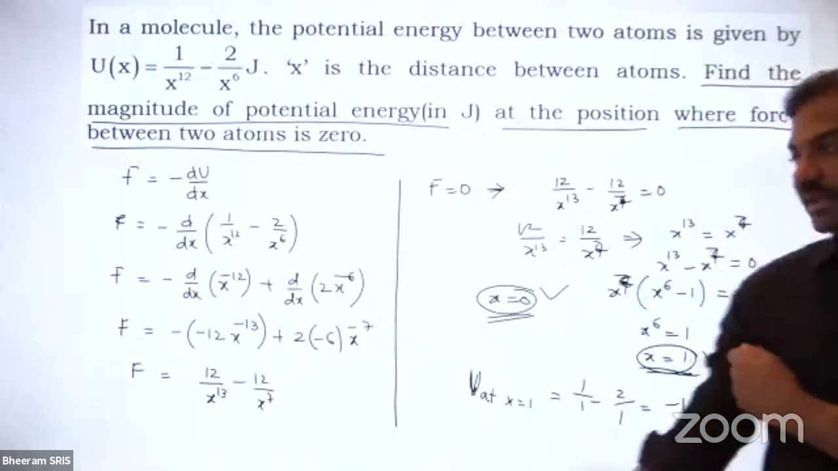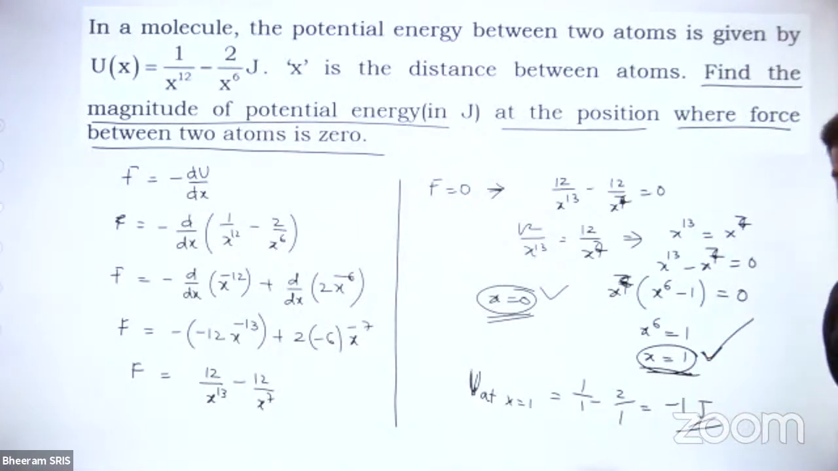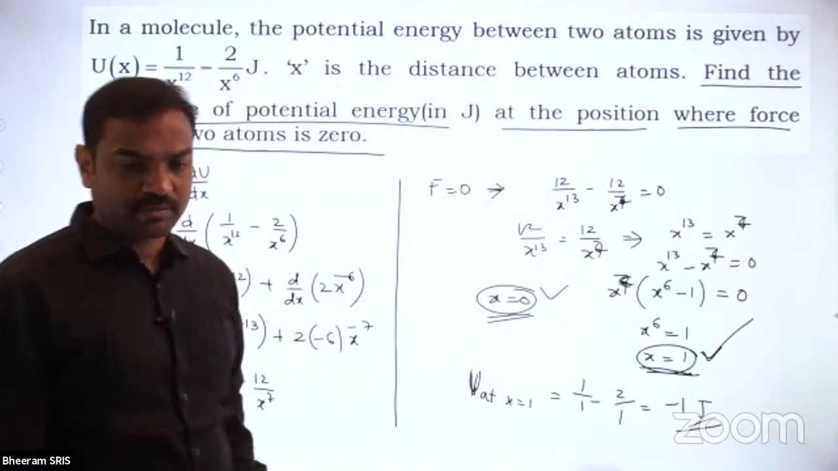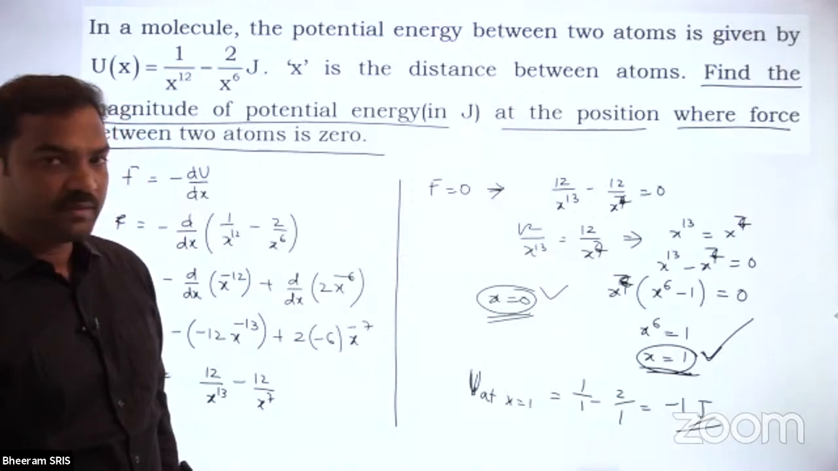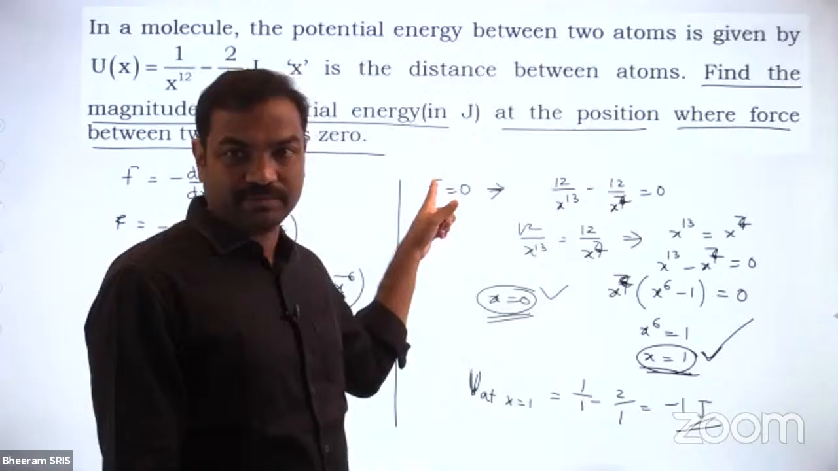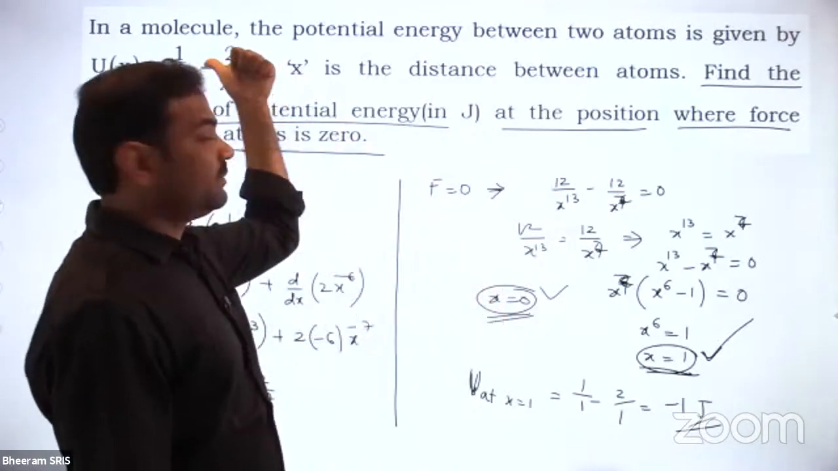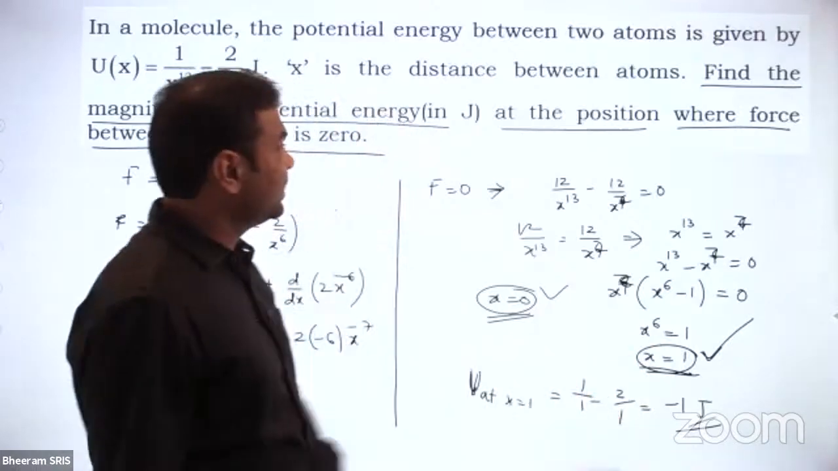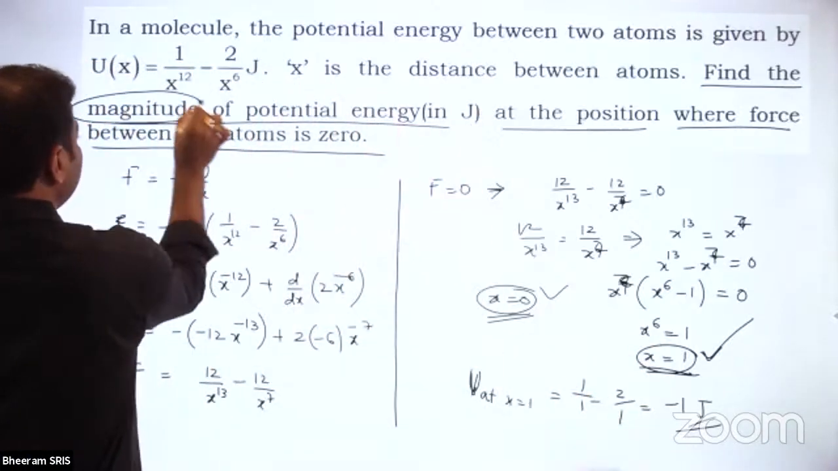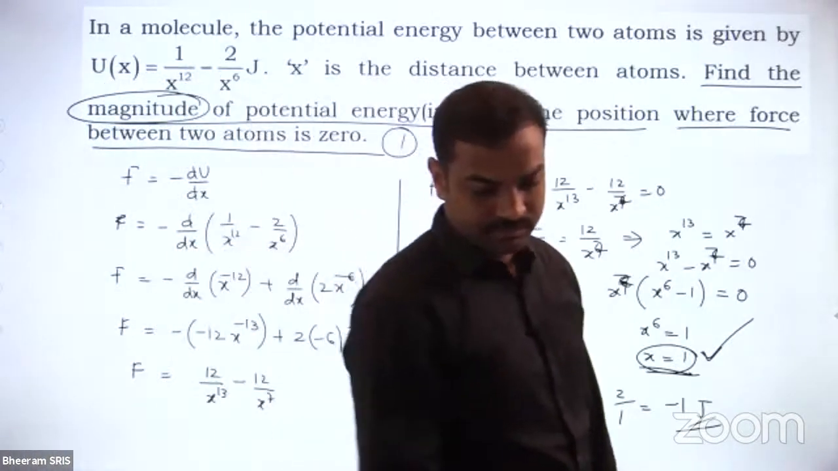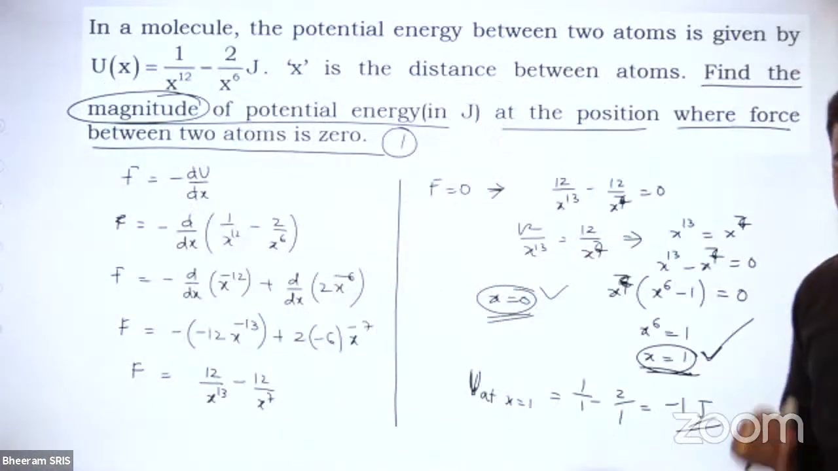So what is the other answer you have to take? X value 1. Okay? So I think that's why I have taken only x value 1. I didn't remember actually while solving. All of you okay? So at x is equal to 1 and at x is equal to 0, both the places force is 0. But at x is equal to 0, we are getting potential energy infinity. At x is equal to 1, potential energy is minus 1. I'm asking the magnitude. Magnitude means what is the answer? Answer for this is 1. All of you okay?